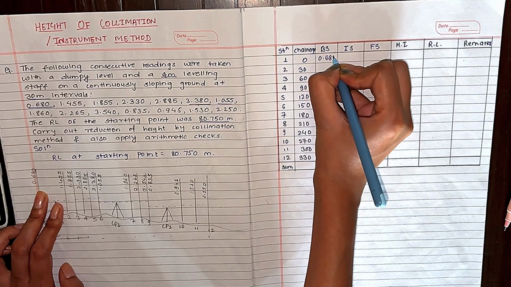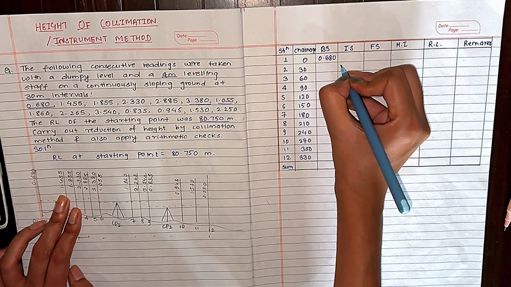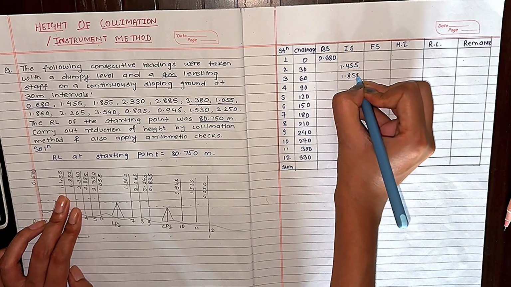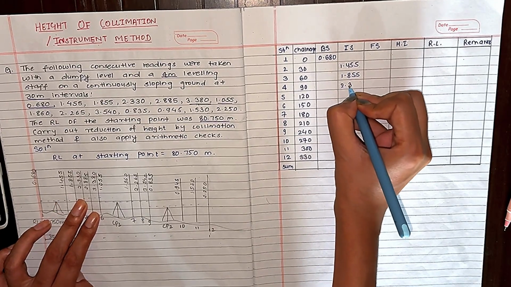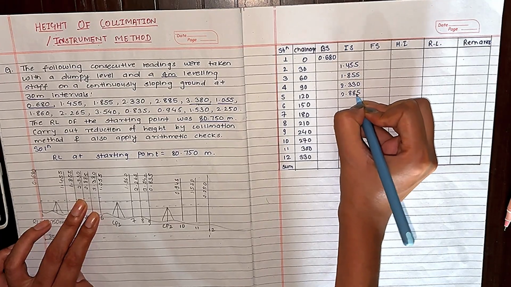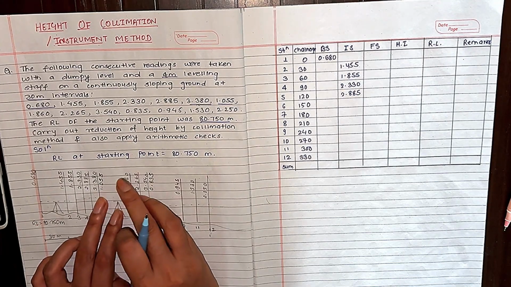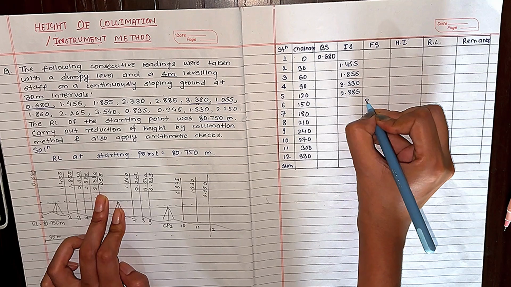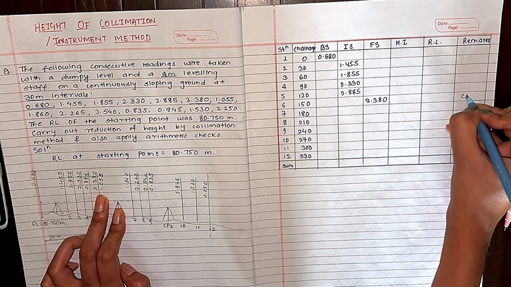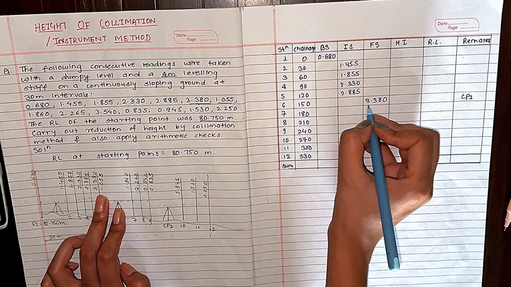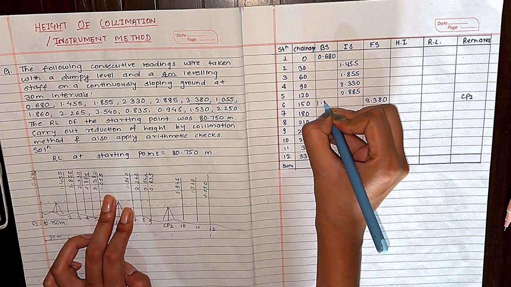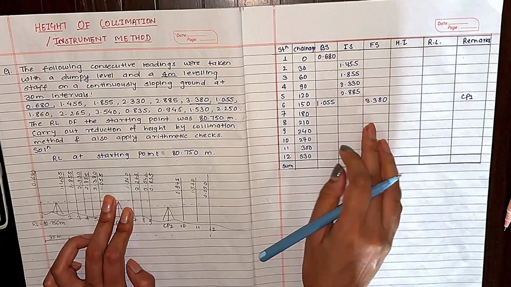0.680. Then there are the intermediate sides which are 1.455, 1.855, 2.330, 2.885. At station 6 there is a foresight 3.380. This is a changing point first, CP1, and here backside 1.055 after changing the instrument.